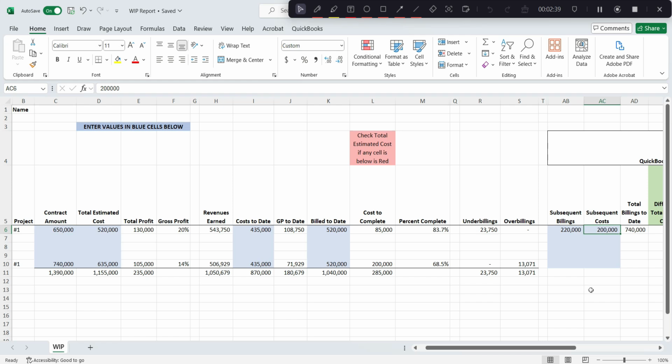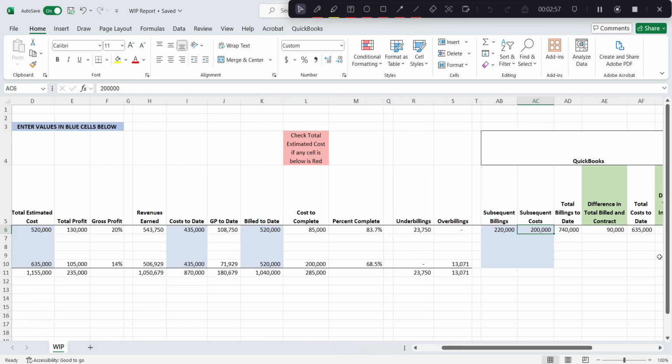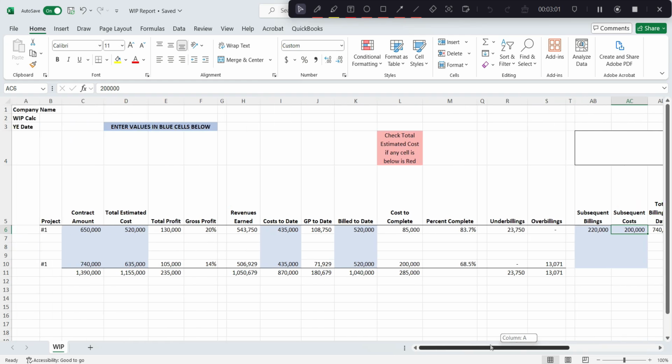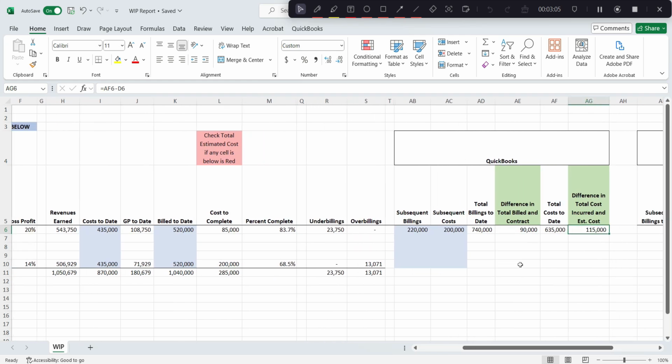Now we look at the costs on this job as well, and see there were $200,000 of costs recorded in 2024. Well, we take those subsequent costs plus the cost to date through 2023, and we have more costs. We have a total cost of $635,000, which is obviously more than this $520,000. It's $115,000 different.